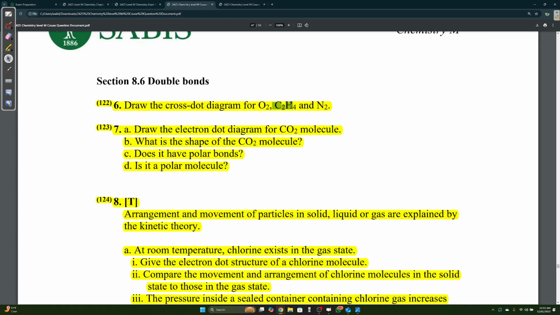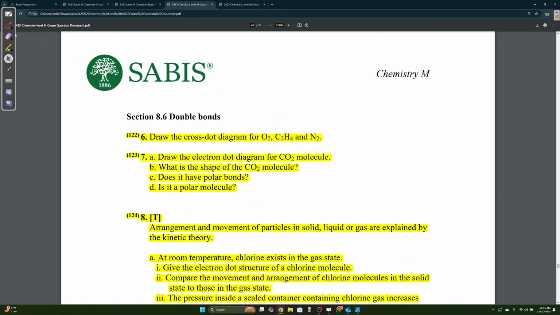Maybe what they want is C2H4. So we're gonna do C2H4 since it's the only one we didn't do. And this is where they're talking about double bonds or triple bonds. When you have something like this, think of the big molecule and the small molecule. Hydrogen is a small molecule, so carbon are the big molecules. The big molecules are the ones that accommodate the other smaller ones.